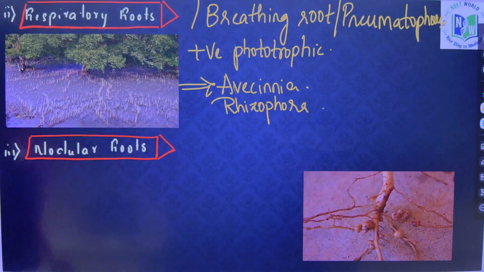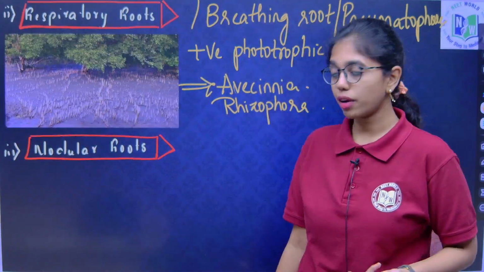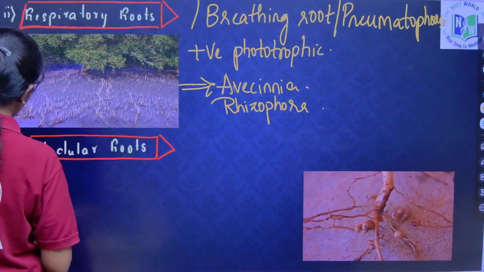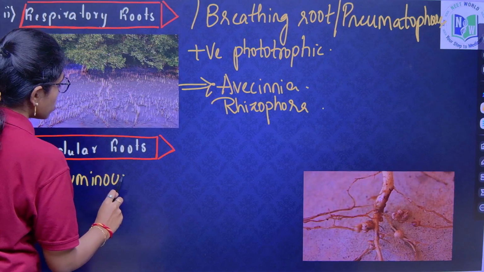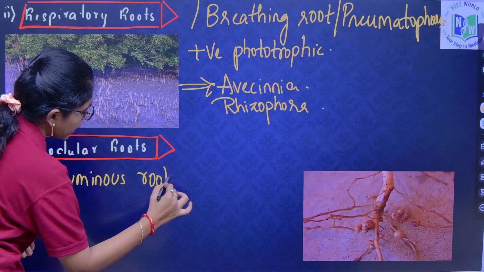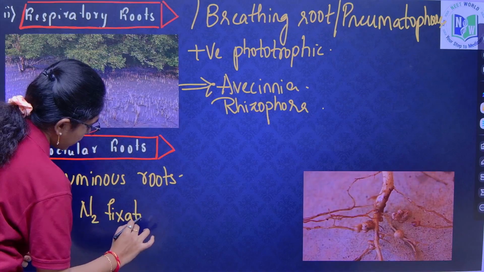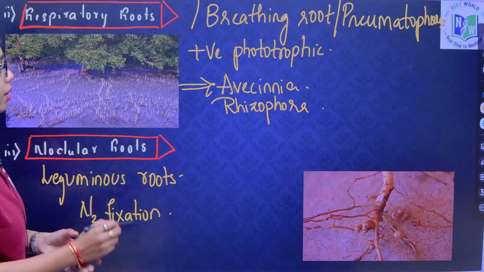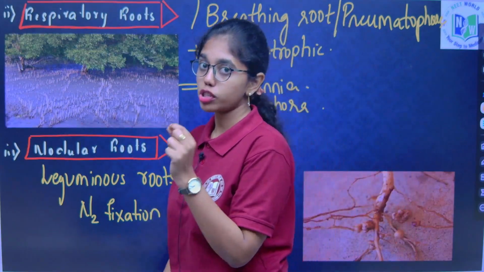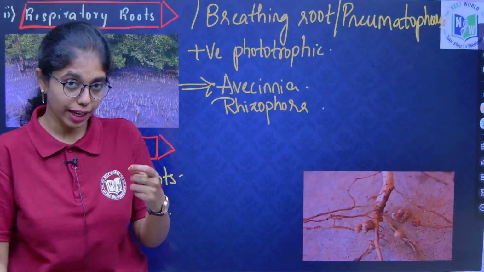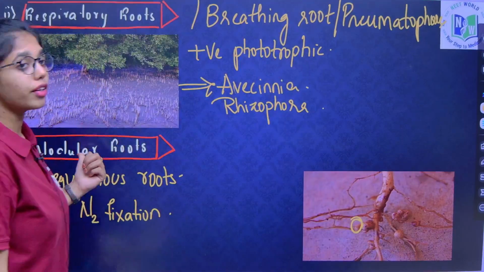Next is nodular roots. Best examples of nodular roots are leguminous roots, roots of leguminous plants, which are primarily involved in nitrogen fixation. Nodular roots are also called leguminous roots, wherein with the association of nitrogen fixing bacteria, that is Rhizobium leguminosarum, they form nodules like this, and that is why they are called nodular roots.